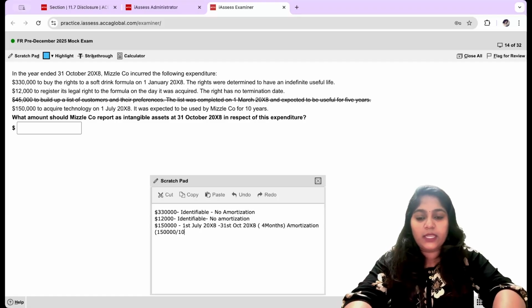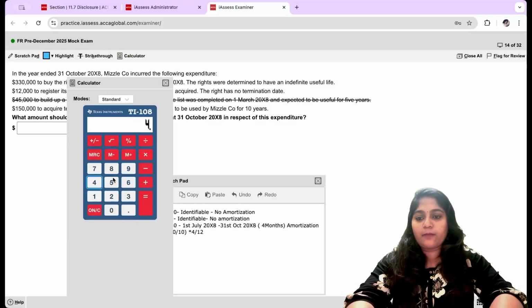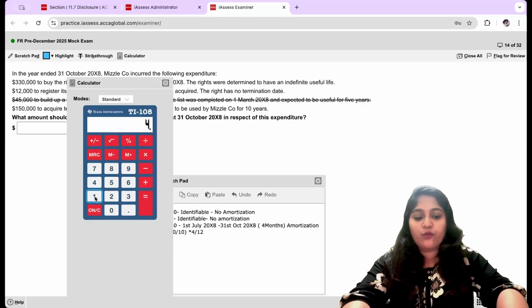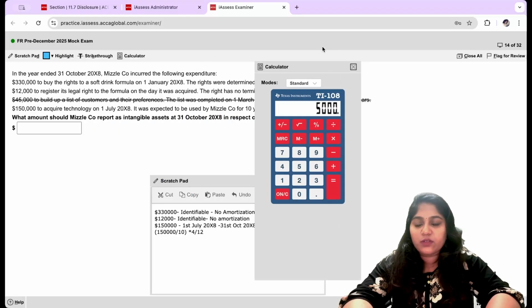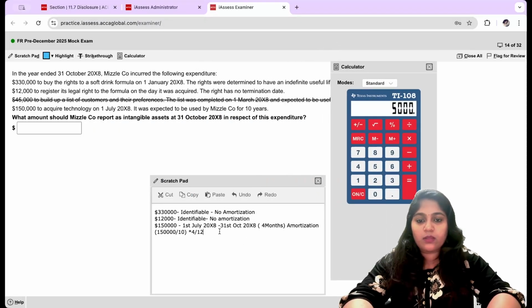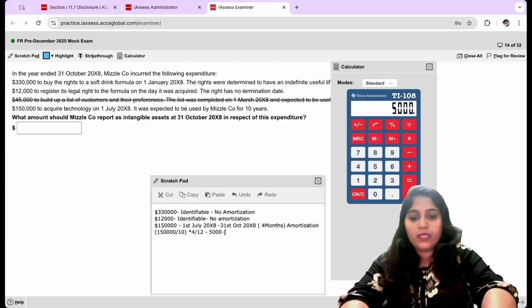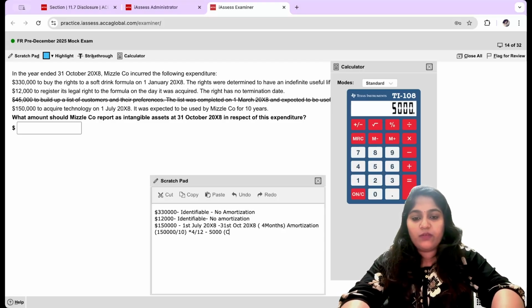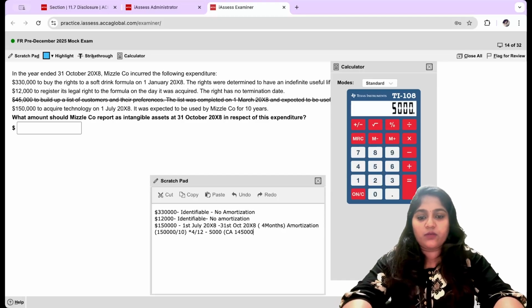$150,000 divided by 10 years into 4 by 12. So if I do that, take my calculator and check it out. $150,000 divided by 10 into 4 divided by 12, $5,000. So if I reduce $5,000 from here, what is my carrying amount? My carrying amount will be $150,000 minus $5,000. It will be $145,000.